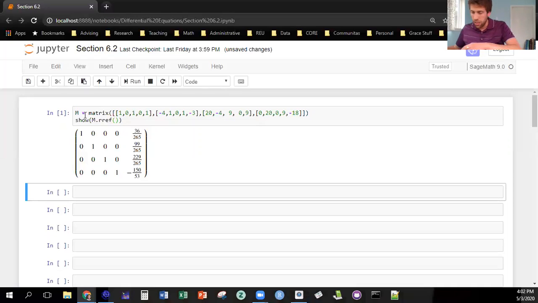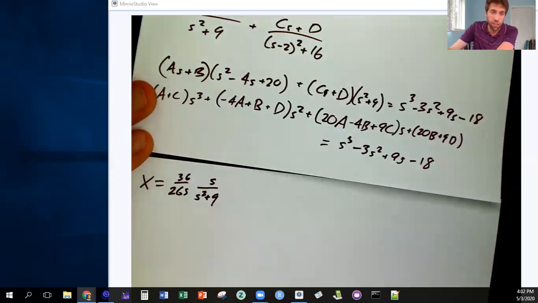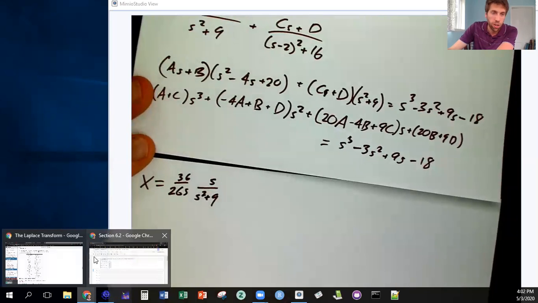So that means that x equals, my a is 36 over 265. So 36 over 265 times s over s squared plus 9. And I'm going to break, oh, you can't see. Get this Sage stuff out of the way now. Well, not out of the way because I need to reference it, but you don't need to look at it anymore.